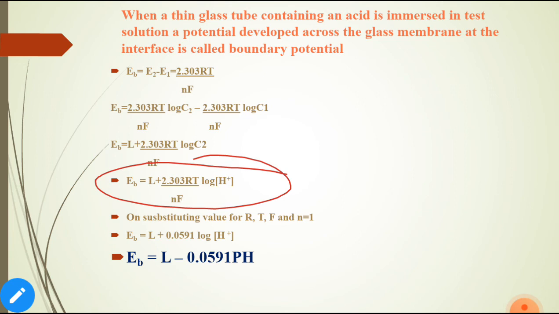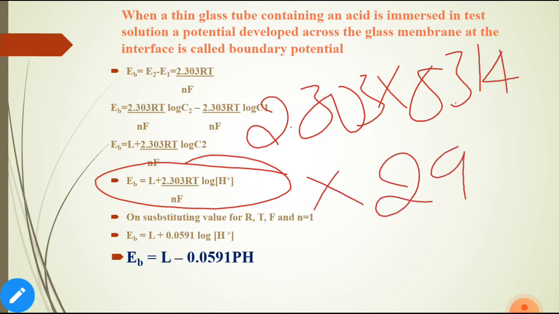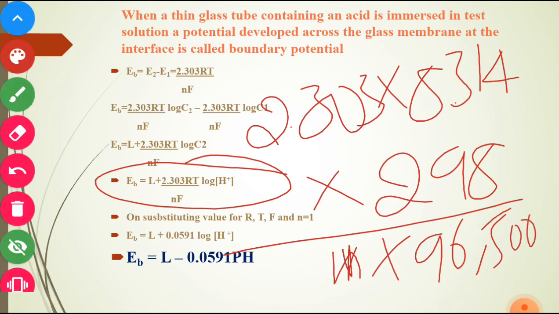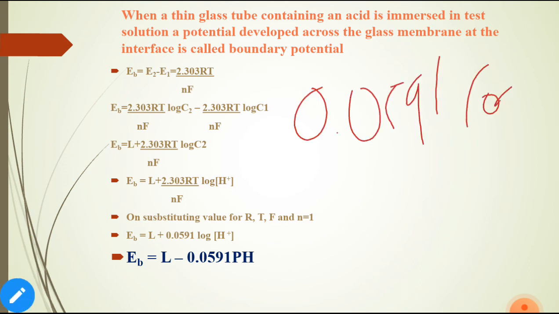Then you have to substitute the values. 2.303 into R, which is 8.314, the real gas constant, and T is 298, the temperature, divided by N equals 1, times F, which is 96,500. Finally, substituting all those values, we get 0.0591 log of H plus.